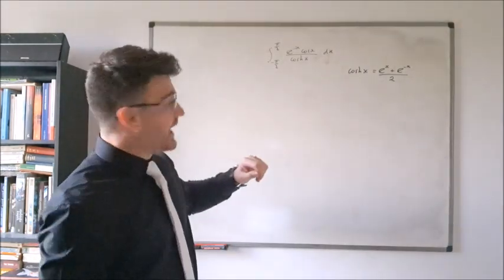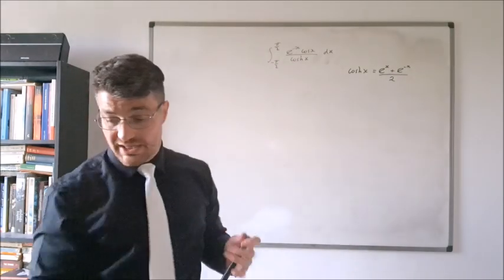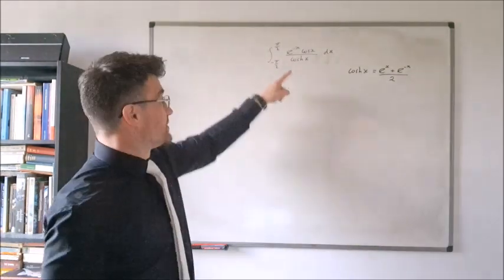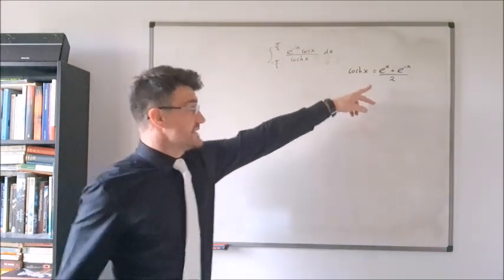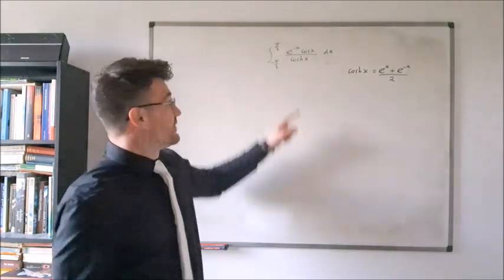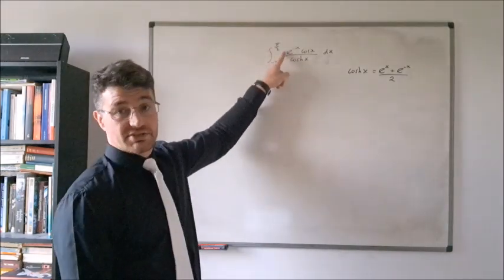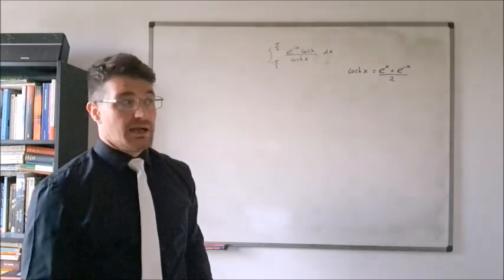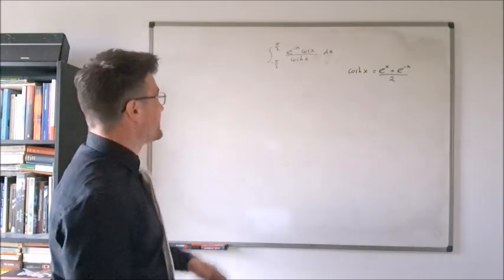I was fairly lucky, I guess, with this, in that my first instinct was to replace this with its definition in terms of exponentials. The thing that really triggered this for me was the fact that I've got e to the minus x up here. e to the minus x and cosh x, it's 2 and 2 make 4, right?